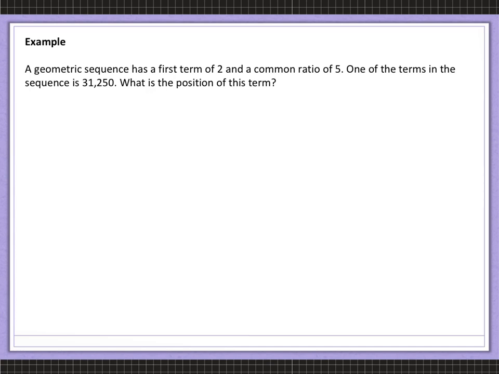So a geometric sequence has a first term of 2, so straight away a equals 2, and a common ratio of 5, so r equals 5. One of the terms in the sequence is 31,250. What's the position of this term? So we know that a_k equals 31,250, and our job is to try and find k.